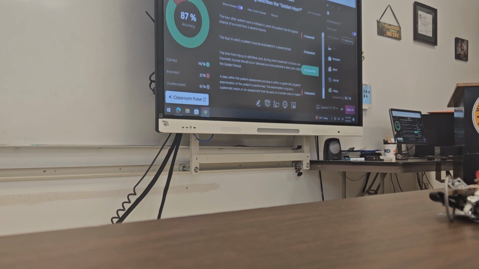For this one, why can I eliminate this answer? That eliminates all the time before you even got there. Yes, this has nothing to do with the time frame before you even arrived, right? The time frame that the patient is likely to survive starts from the time of the injury. If it takes you 20 minutes to get there, you're still eating into the hour or period or whatever you want to call it, right? So it's not from the time that the care is initiated, it's from the time that the injury actually occurred.